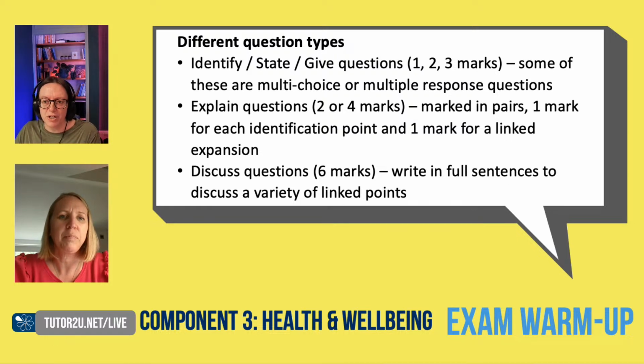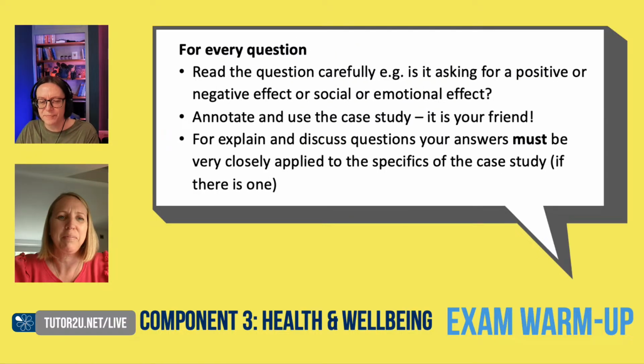So on your paper, you have various different question types, which you can see on the screen now. So identify, state and give questions. They're worth 1, 2 or 3 marks. Some of these are multiple choice or multiple response questions. You then have explain questions worth 2 or 4 marks. These are marked in pairs, so you need to give 1 mark for an identification point and then 1 mark for a linked expansion. And then you've also got discuss questions, which are worth 6 marks, where you need to write in full sentences to discuss a variety of linked points.